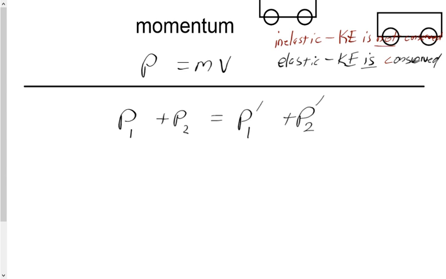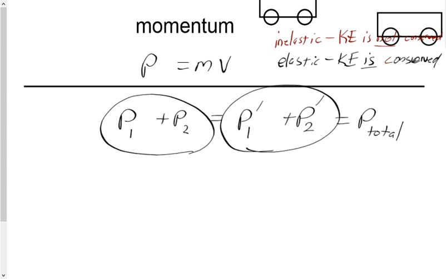All right, so since we've established that the momentum before the collision is equal to the momentum after the collision, we can say that this is equal to the momentum total. And this is always true. So this is the momentum total, as is this is also the momentum total.